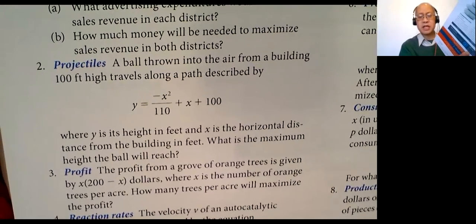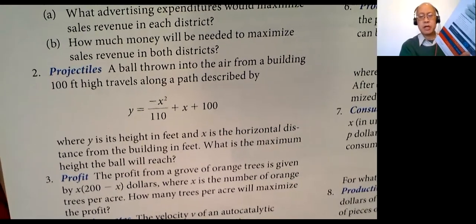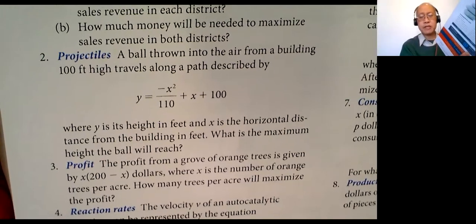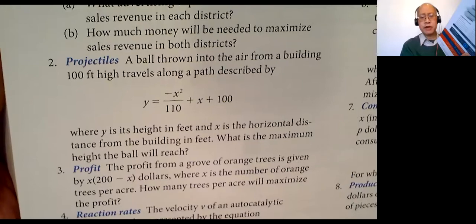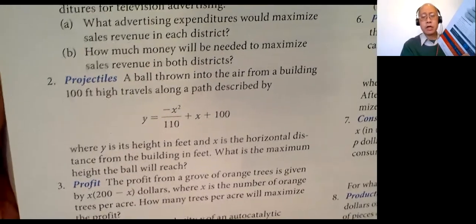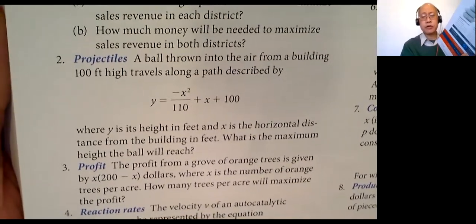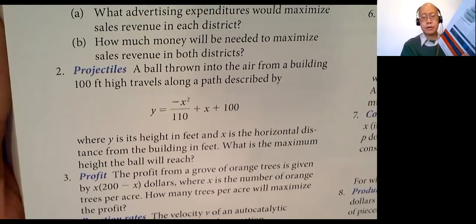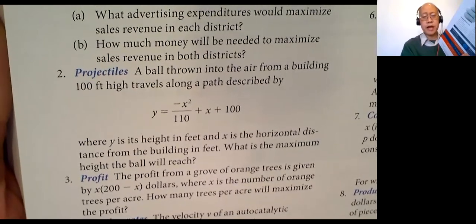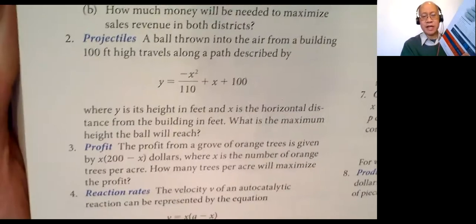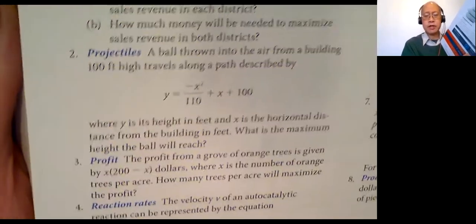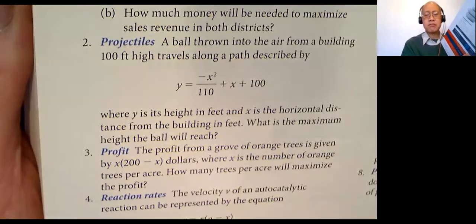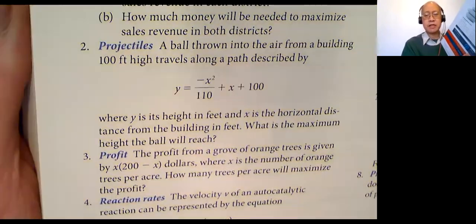You have the function x times 200 minus x dollars. How many trees will maximize the profit? So maximize that quantity, x times 200 minus x. And by the way, for number 3, I would advise you to multiply it out. If you multiply it out, then that avoids doing the product rule. Why do the product rule when you don't have to? Multiply it out. That's going to be 200x minus x squared, if you want to write that down for number 3. 200x minus x squared, and maximize that.